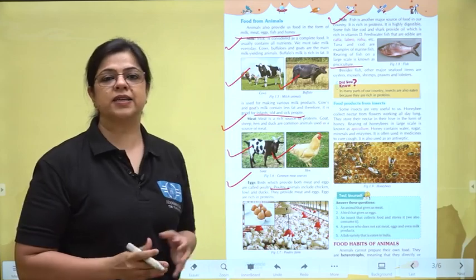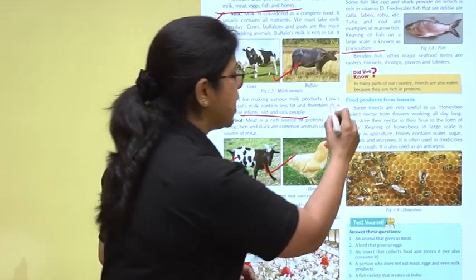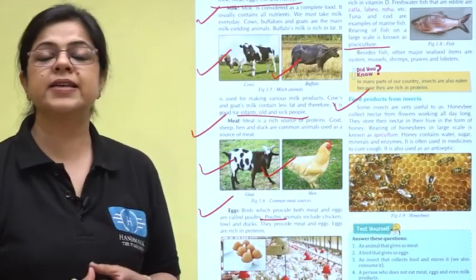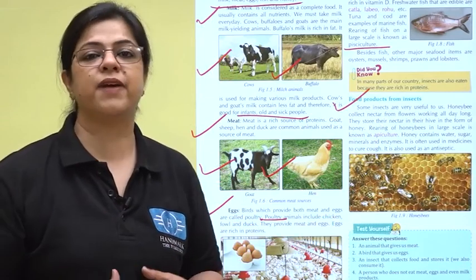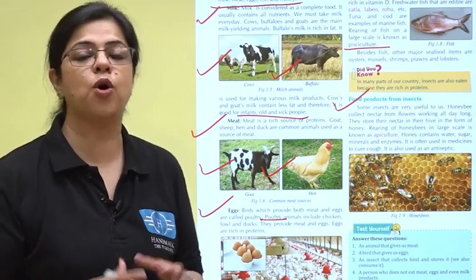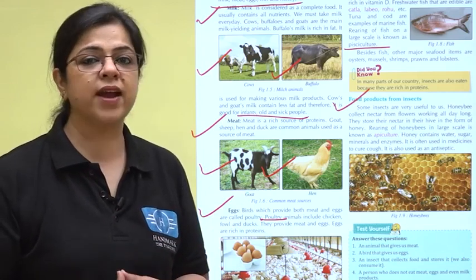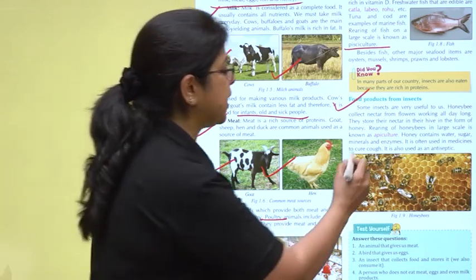Other than these categories of foods that we obtain from animals, we also obtain honey. Honey is obtained from honeybees. Honeybees collect the nectar of various flowers and store them in their beehive in the form of honey. Large-scale rearing of bees to get honey is known as apiculture.